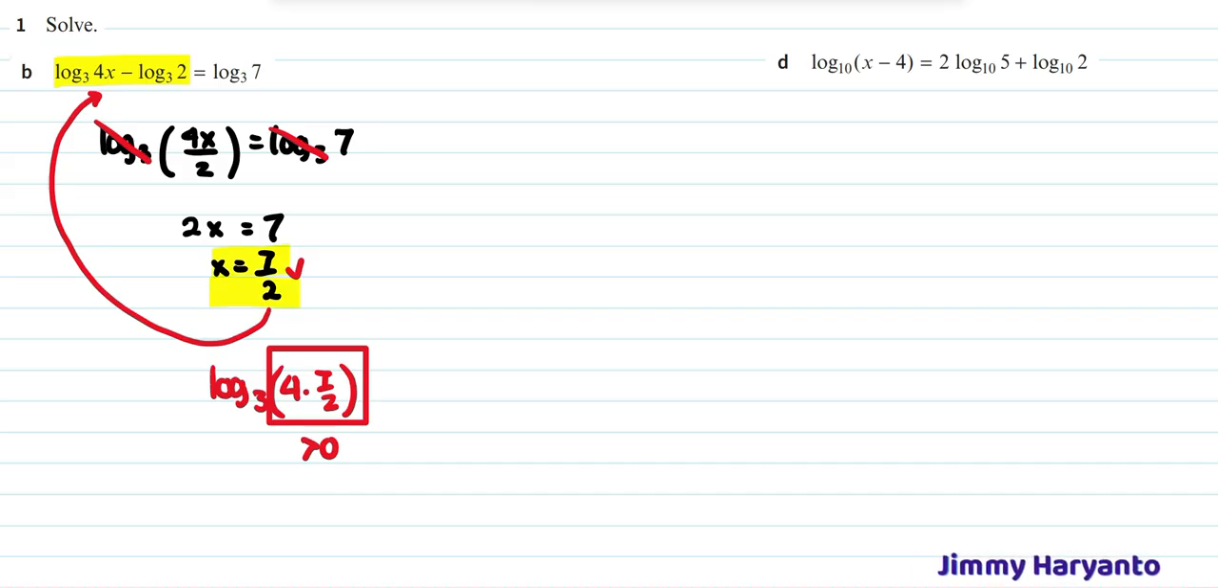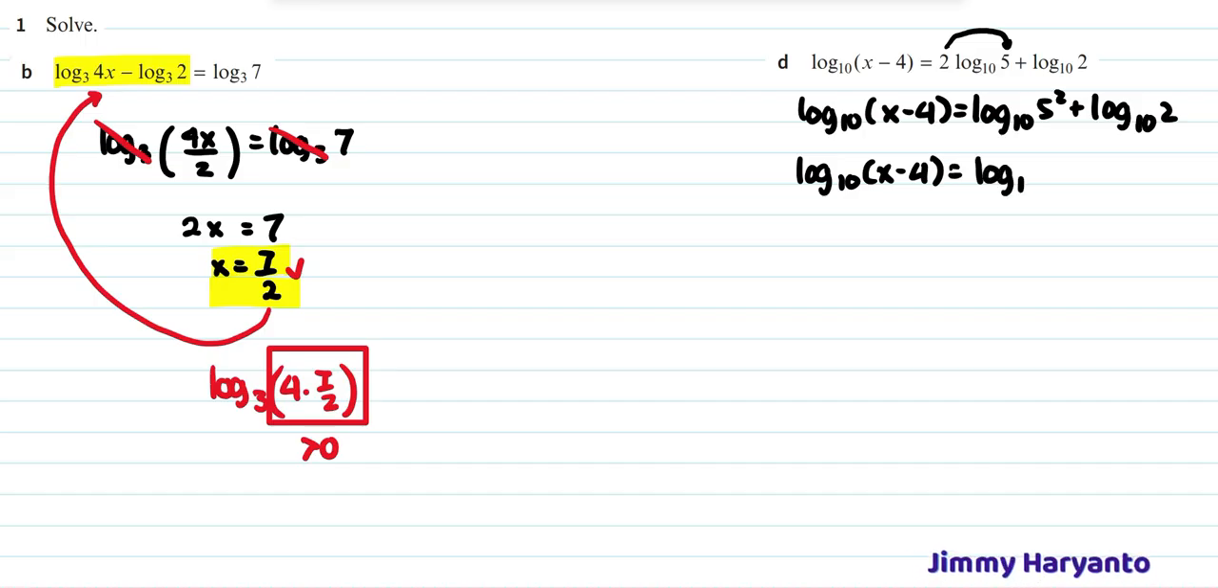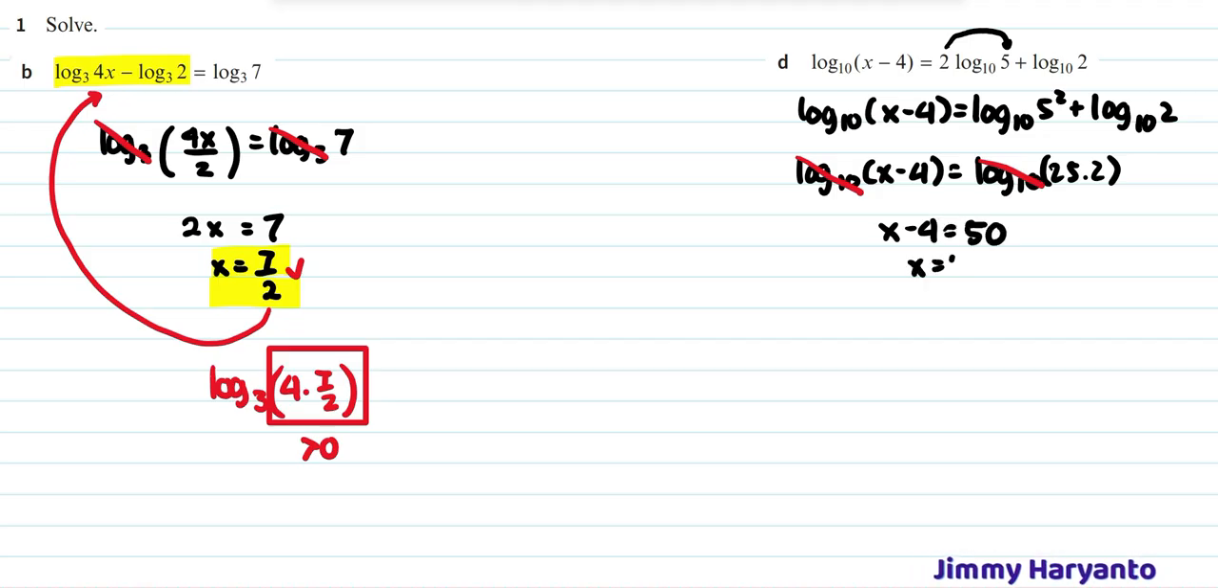Next is 1D. For 1D, I think I should move this to the back first. So log 10, open brackets, x minus 4, equals log 10 5 squared plus log 10 2. And then after that, log 10 x minus 4 equals log 10 of 25 times 2. Okay, and then you can cross out the log 10, so you'll have x minus 4 equals 50, x equals 54.